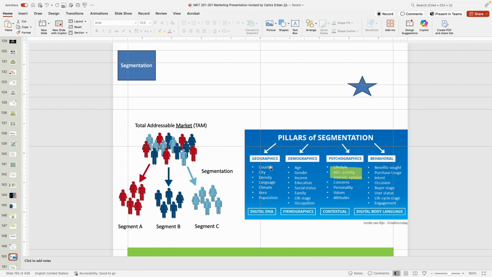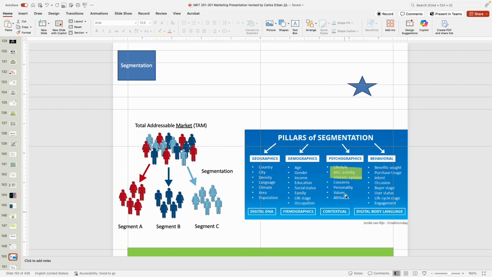So when it comes to segmentation, this is a very important slide, okay? You basically have 4 different types of segmentation. Geographic, that's very obvious. Demographic, which is the one that we are most familiar with. It has to do with age, gender, income, and so on. Now, the ones that are not so common are psychographics, which is mainly lifestyle and this AIO. AIO stands for activities, interests, and opinions.